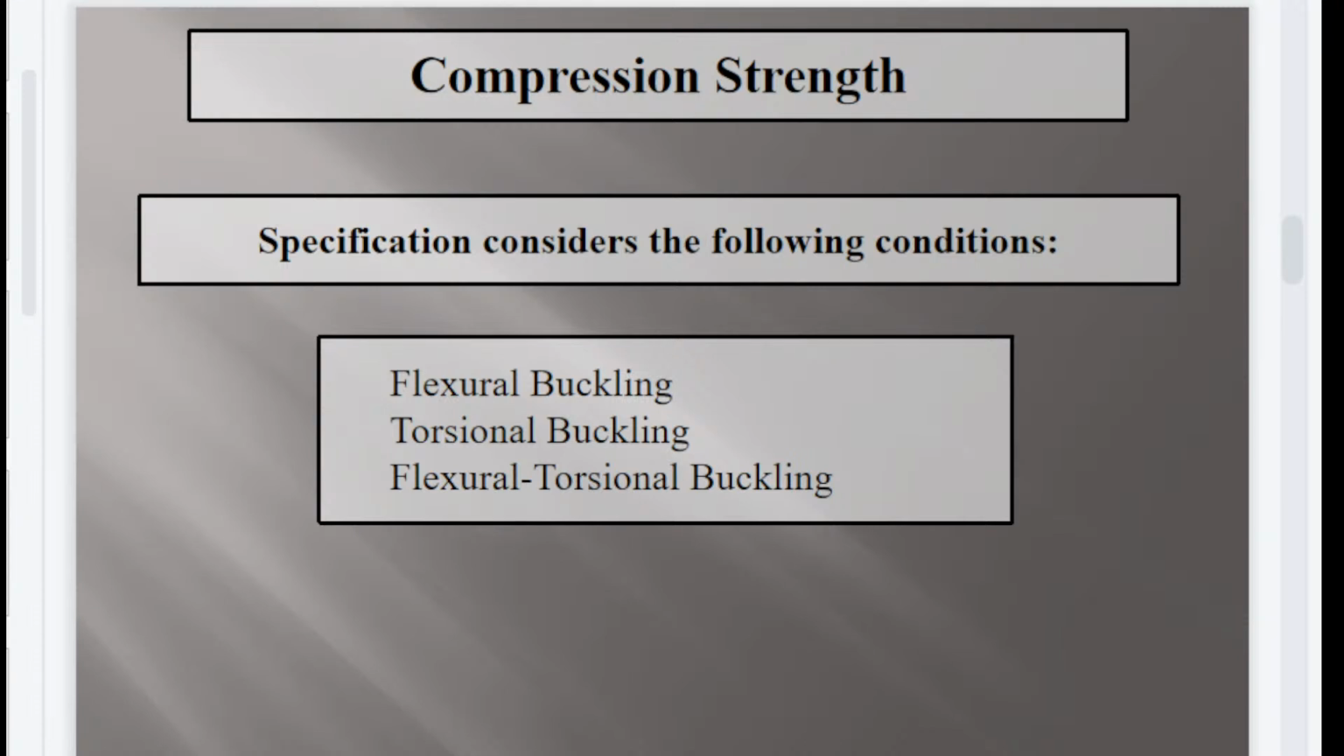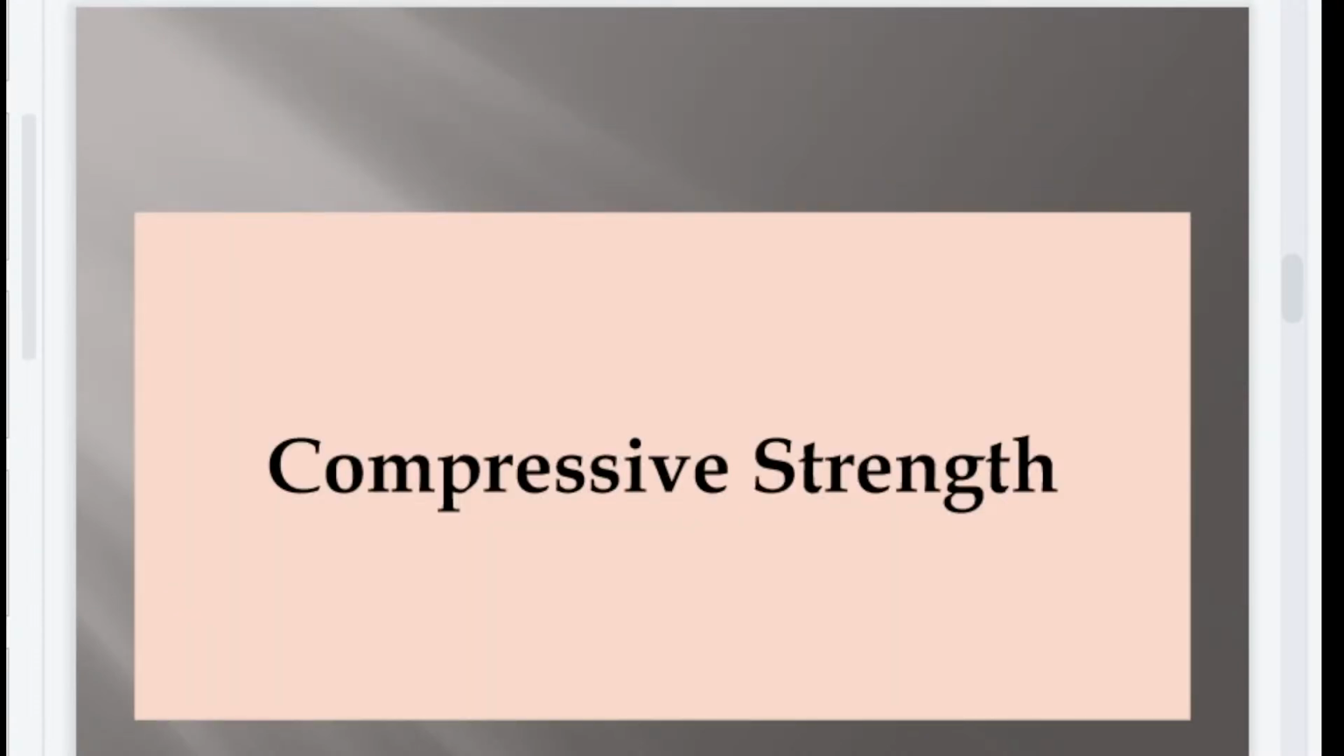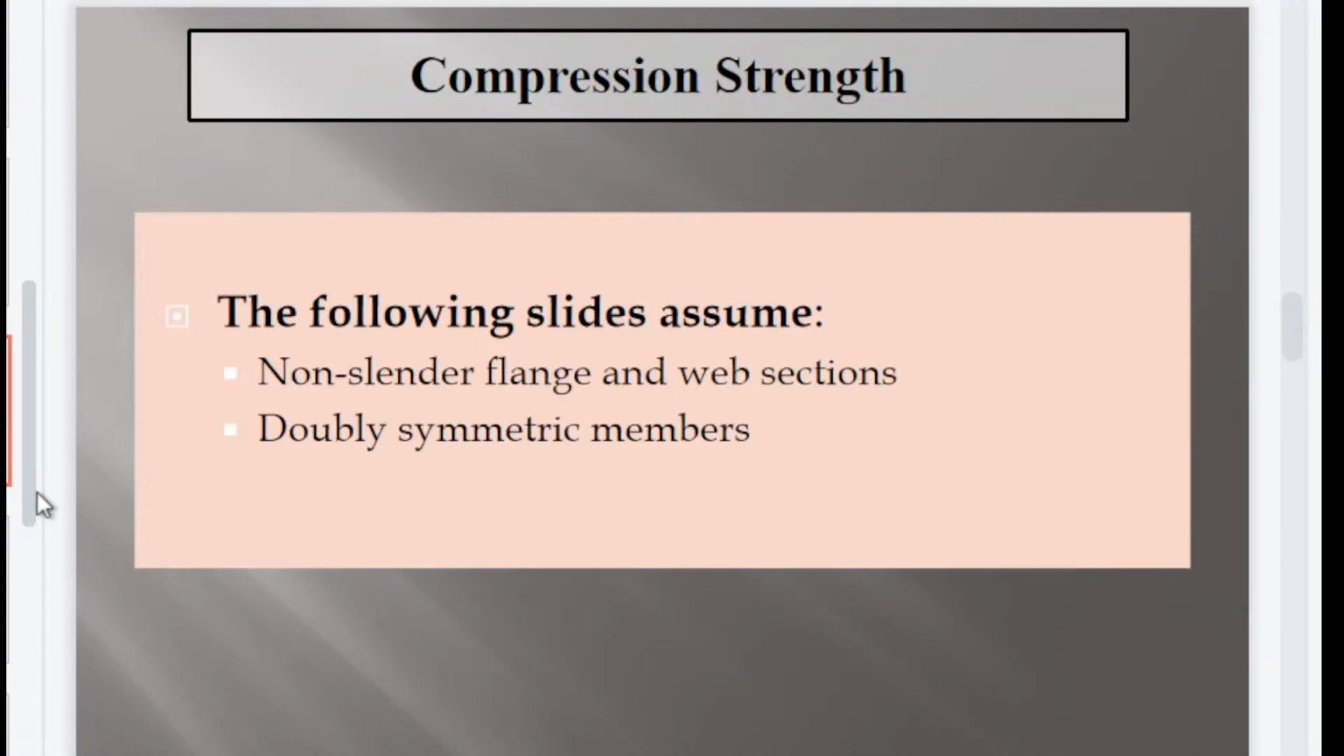The compression strength specification considers the following types of conditions: flexural buckling, torsional buckling, and flexural-torsional buckling, which is a combination. We tackled flexural, but not yet torsional. They are defined and suggested by the code. For compressive strength, the following slides assume non-slender plates and web sections and doubly symmetric members.